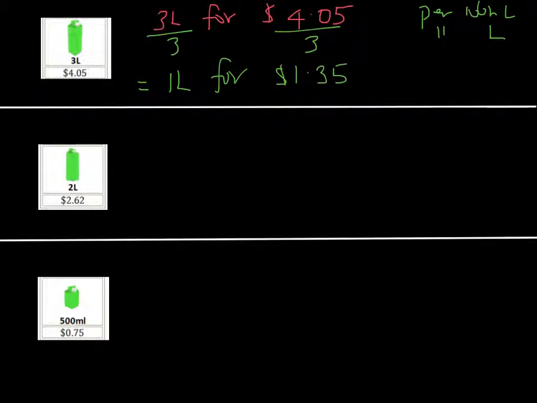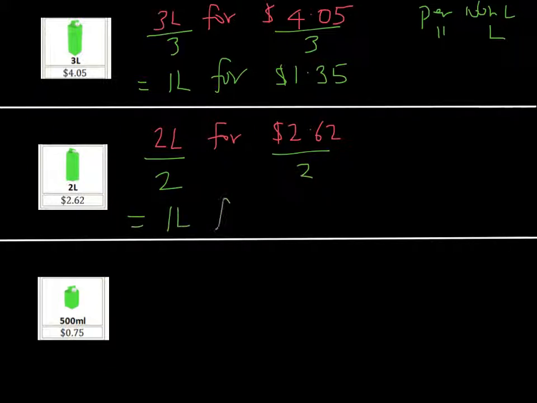Let's look at the second option. In this case, we have 2 litres for $2.62. So to get it in per litre, we're going to divide it by 2, and then we'll have to divide the price by 2 to do the same as well. So 1 litre in this case is going to be $2.62 divided by 2, which is $1.31 per litre.